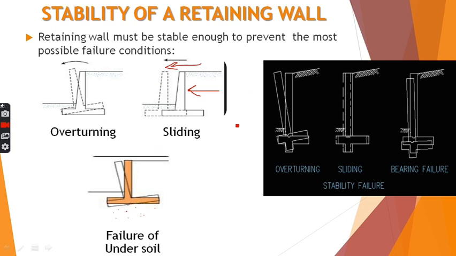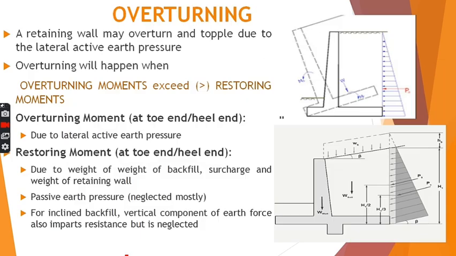A retaining wall may fail in either of these three ways. So our motive is to prevent all these types of failures. A perfect retaining wall will not encounter these types of failures. Once we know about these failure or stability conditions, we can keep these in mind while designing the different parameters of the retaining wall. We will look at these one by one.